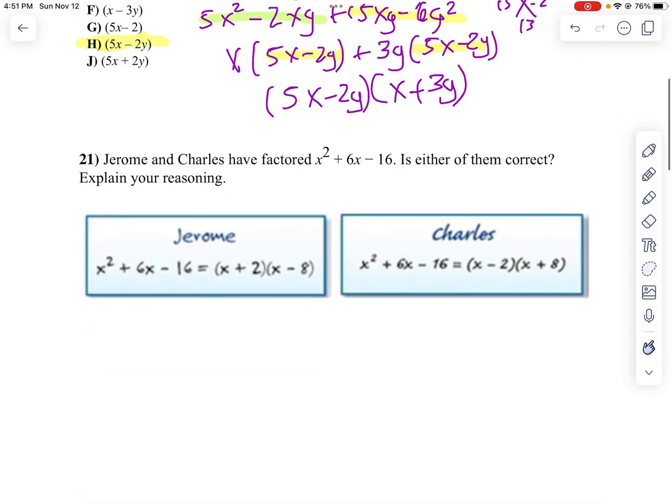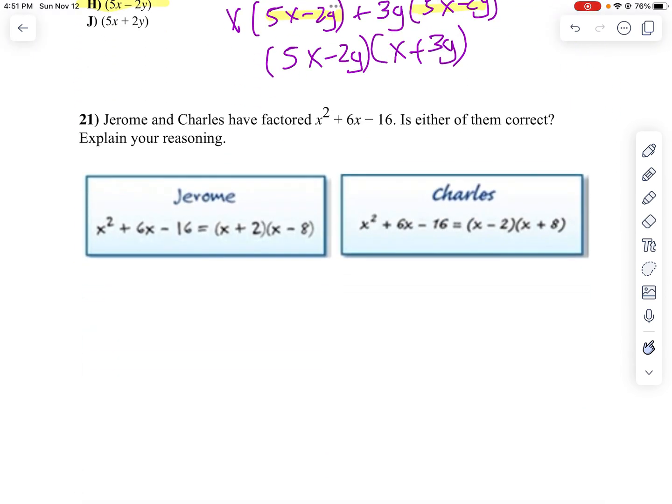Okay, let's take a look at Jerome and Charles. Say Jerome and Charles have factored this. Is either of them correct? Well, let's start with Jerome. So when I look at Jerome, I need two numbers that multiply to negative 16, and they have to add to positive 6.